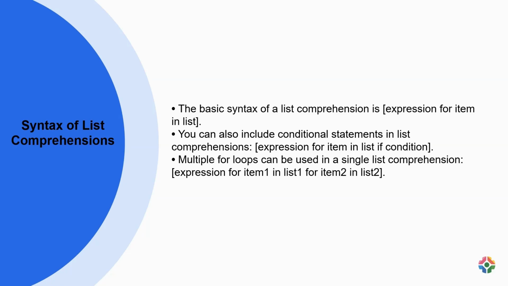Multiple for loops are also supported in list comprehensions. They can be used like this: expression for item1 in list1 for item2 in list2. For example, [x+y for x in ['A', 'B'] for y in [1, 2]] will produce a list combining elements from the two input lists.